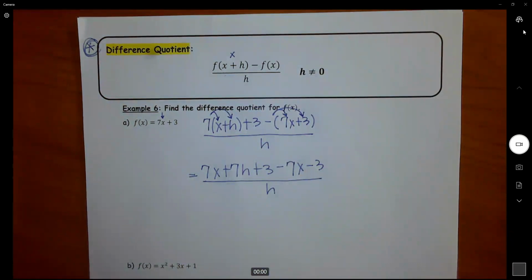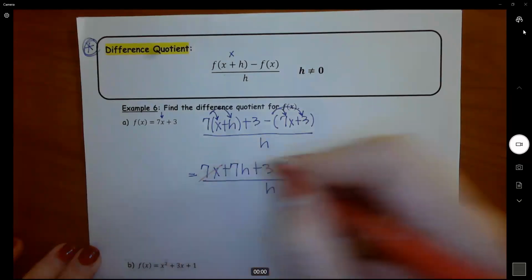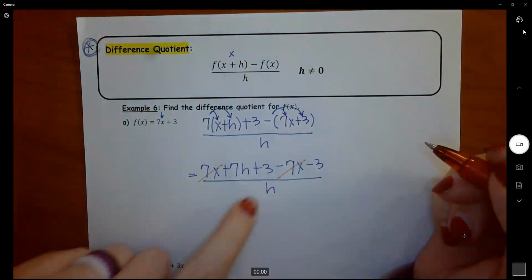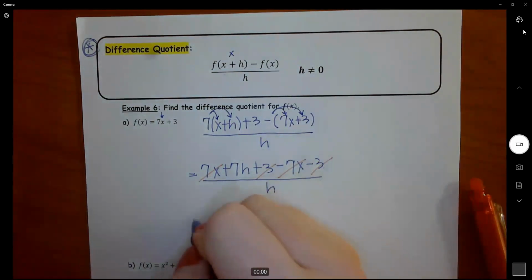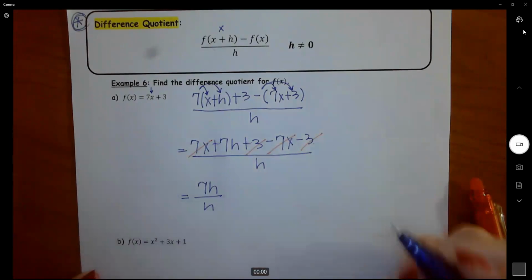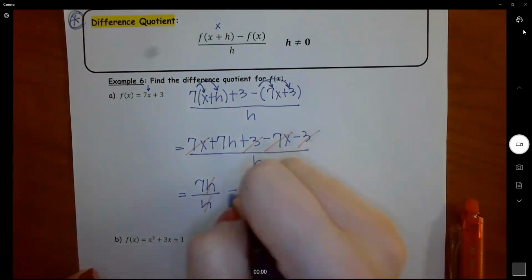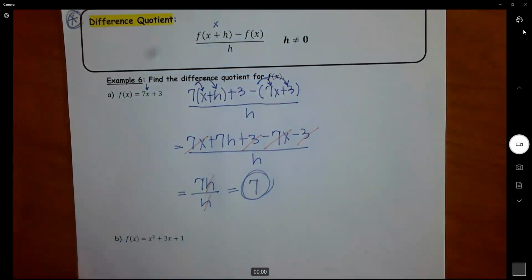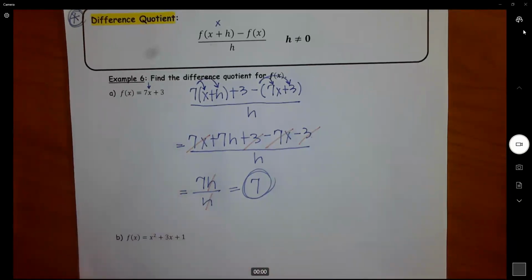When you do this, there should be a lot of things that cancel. And on B and C, we're going to get more that cancels. But notice I have a 7x and a negative 7x. So those go away. I have a positive 3 and a negative 3. So those go away. So what I am left with is 7h in the top over h in the bottom. And h divided by h also cancels. And so I'm left with 7. This one's not so bad when I only have 1.